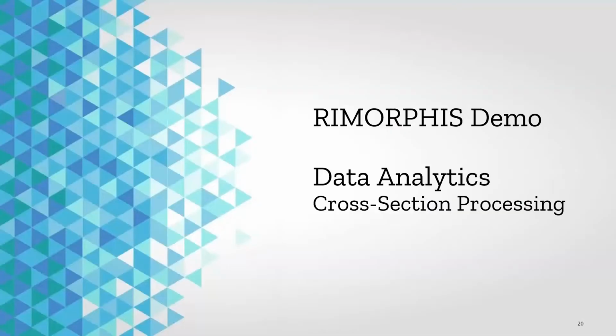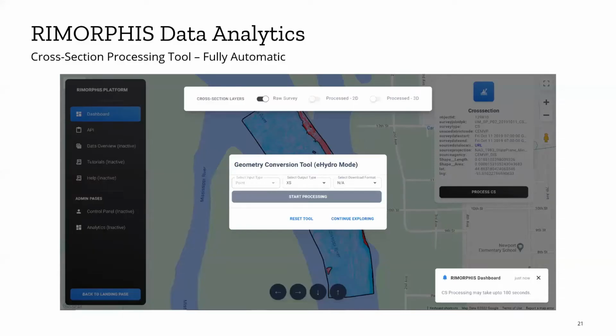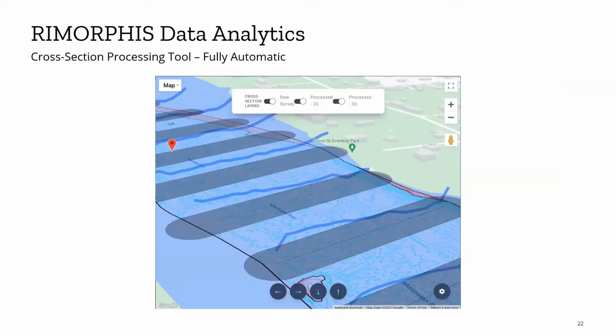Regarding data analytics, as of right now, as part of this demo, we have deployed the cross-section processing tool, which accepts raw cross-section surveys to be processed to create a 3D mesh. And then if the user desires, it is ready to be downloaded to the user's computer in the desired format. This is an example output of processed cross-section lines, reflecting the substrata in the riverbed.